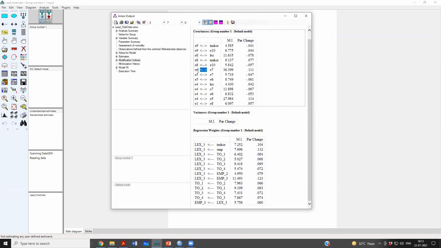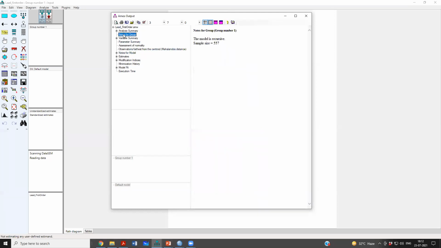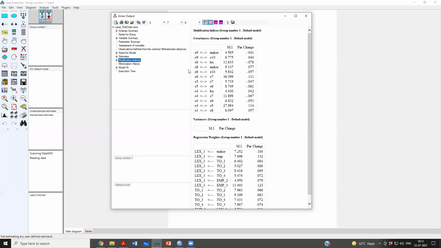It says that if you covary error 6 and error 7, you will get a chi-square drop. That means your chi-square, which is currently 118, right? Note for the model, the chi-square currently is 118. If you covary these two errors, the chi-square will drop by 36.399.